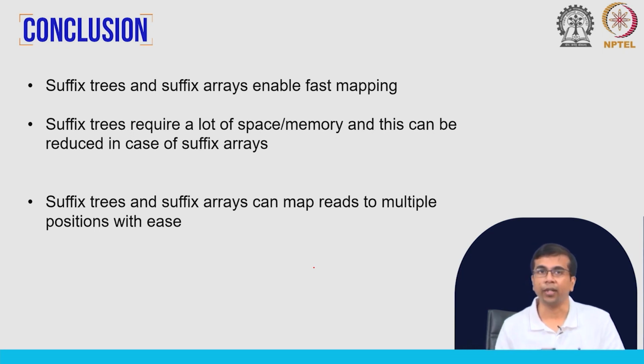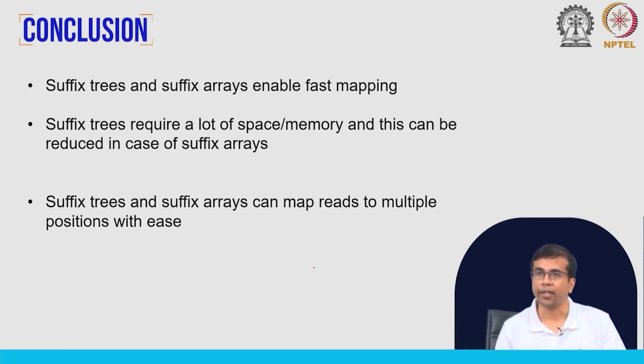And the strength is that suffix trees and suffix arrays can map reads to multiple positions with ease. So, if you have a read that is mapping to multiple positions or that comes from repeat sequences in the genome, then this kind of structure is very useful for quick mapping. And this is something that will come up very often if you are looking at the human genome or other genomes, like higher eukaryotes or mammalian genomes. You will see a lot of repeat sequences present, and you will get reads from these repeat regions, and during the mapping process you will probably have to map them to multiple locations or identify these locations where these reads might come from.